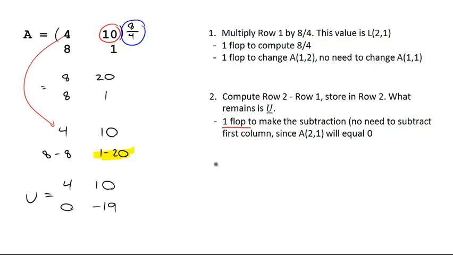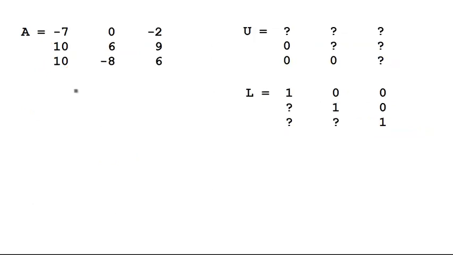So what this says is for a 2 by 2 matrix, we could say n equals 2. It required 3 flops to perform this operation. So there are 3 floating point operations to complete the LU decomposition for n equals 2. So let's go through a matrix where n is equal to 3. It's a 3 by 3 matrix, and we'll need to compute 9 different values for the upper and the lower diagonal matrices.